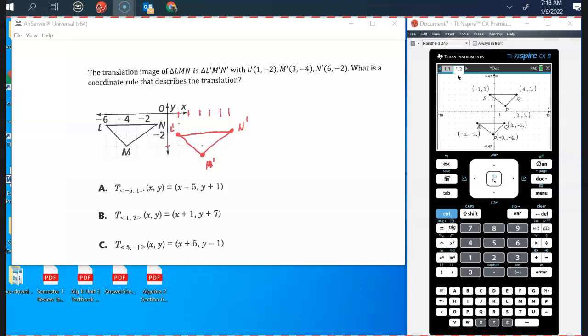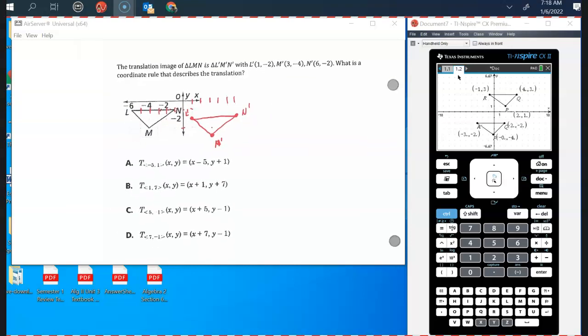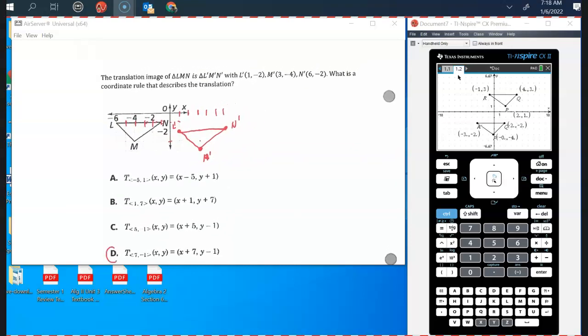So how did I get from L to L prime? I moved over 1, 2, 3, 4, 5, 6. Just count again. 1, 2, 3, 4, 5, 6, 7, to the right. And 1 down, so your answer is D. So we're going to move 7 units to the right and then go down 1. And so that's the rule.